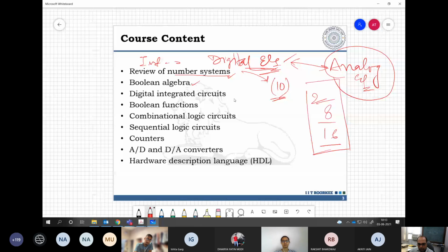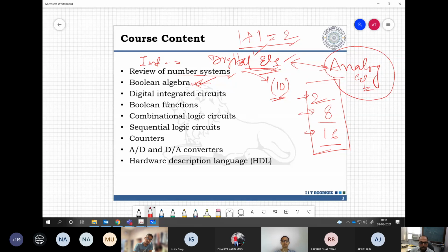Then we have Boolean algebra. When we are having these different number systems and different states, which we call logic states, we definitely have some algebra associated with that. When we are doing 1 plus 1, we know that from our arithmetic it is 2, but it may not be true for all the number systems. That is what we will be understanding from Boolean algebra.